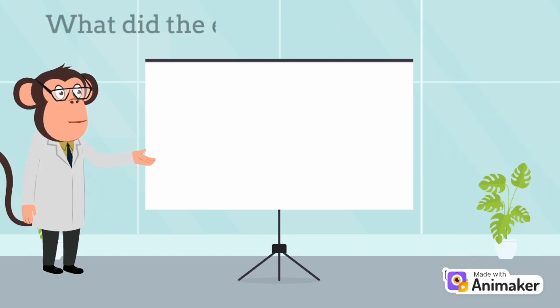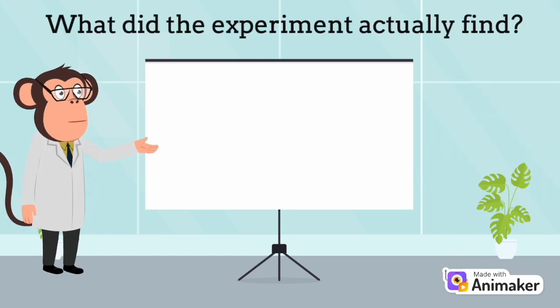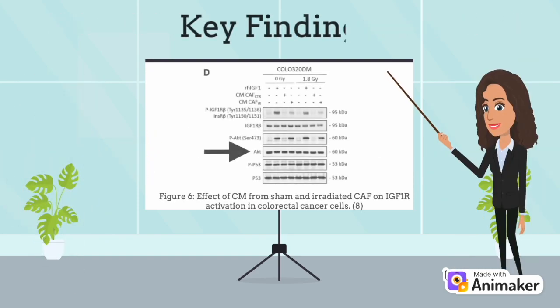Cool. So, what did the experiment actually find? In the experiment, there were three key findings. Firstly, the activation of IGF-1R signaling in response to paracrine factors such as IGF-1 leads to downstream signaling cascades, including the activation of AKT, a kinase involved in cell proliferation.